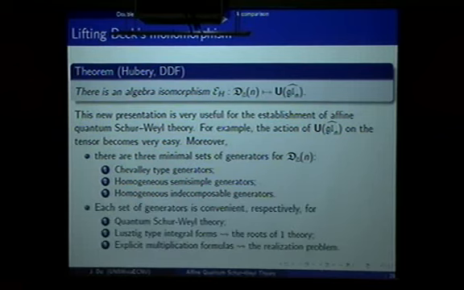Each set of generators is convenient respectively. For example, this one is nice for the action on the tensor space. And this one, the semi-simple generators, should be useful for the root type integral forms, and then you can probably get the kind of a root of 1 theory. And this one, the homogeneous indecomposable generators, we believe should be able to give us an explicit multiplication formula. Then you will get the realization problem solved. So that's all about this new presentation.